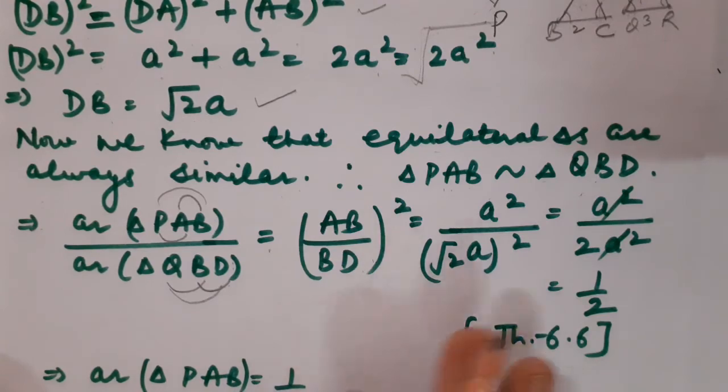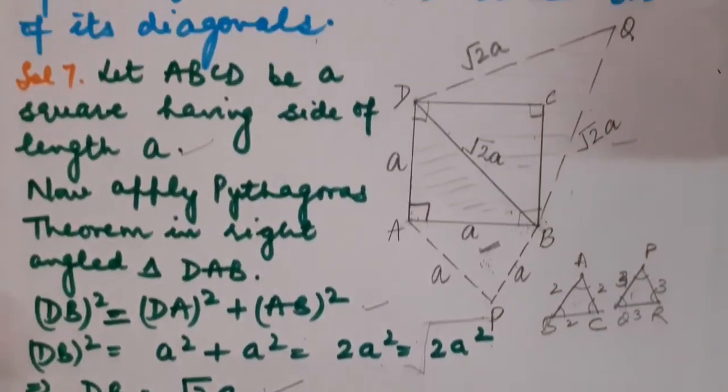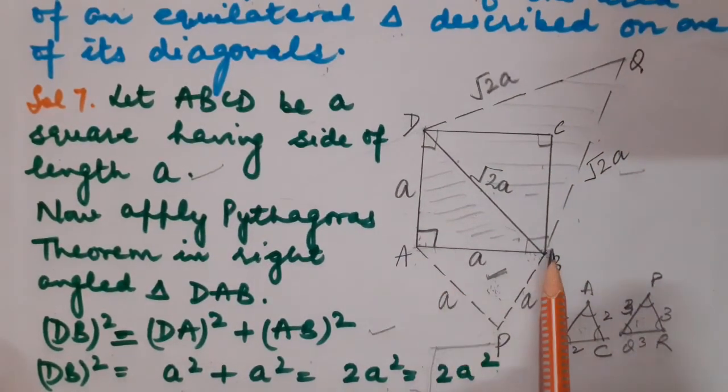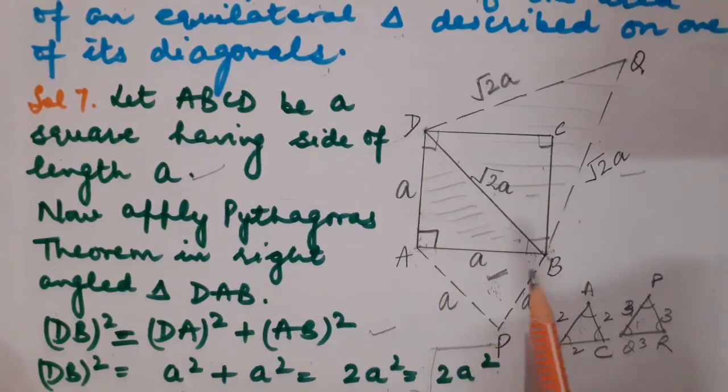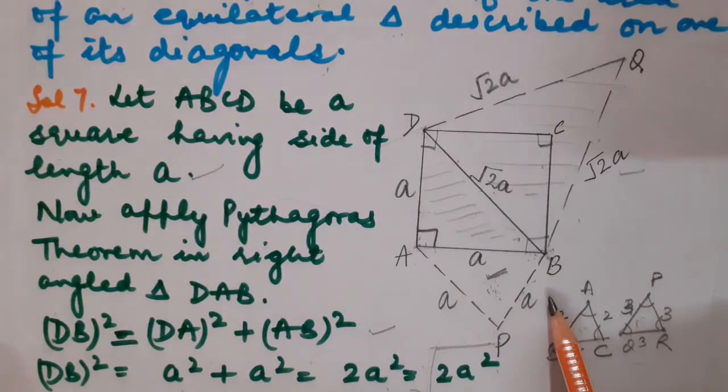Why? Because I know the length of the side AB as well as BD. This is AB, this is BD. In fact, I know the length of other sides also. You could take any other relation also. There is no problem in taking that relation.